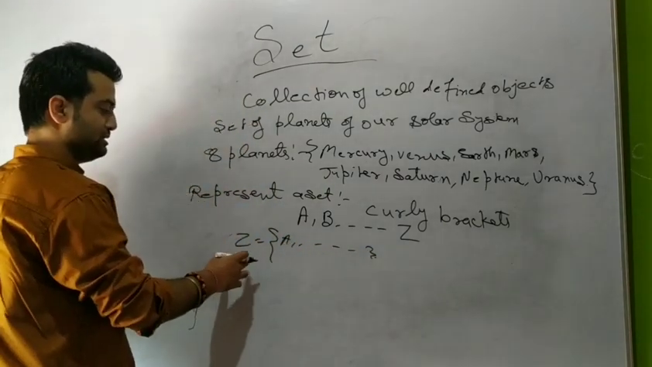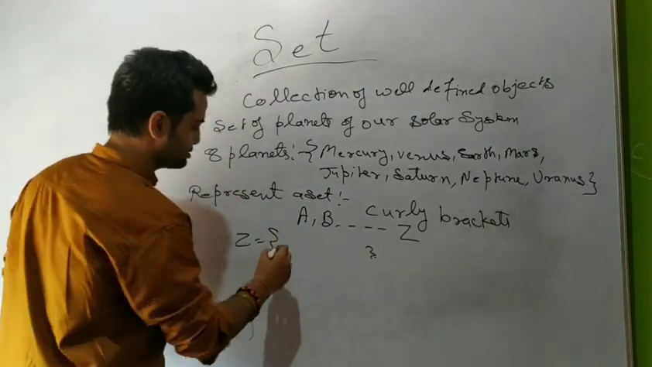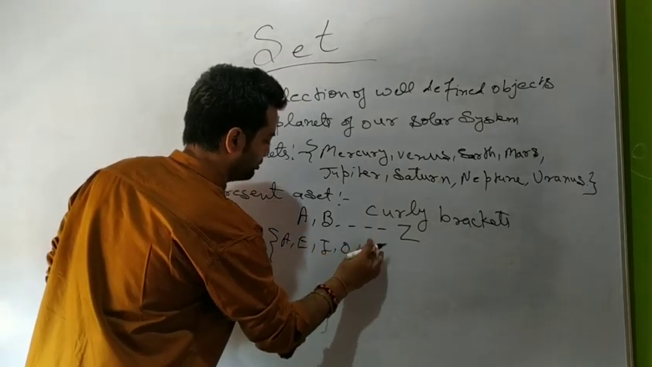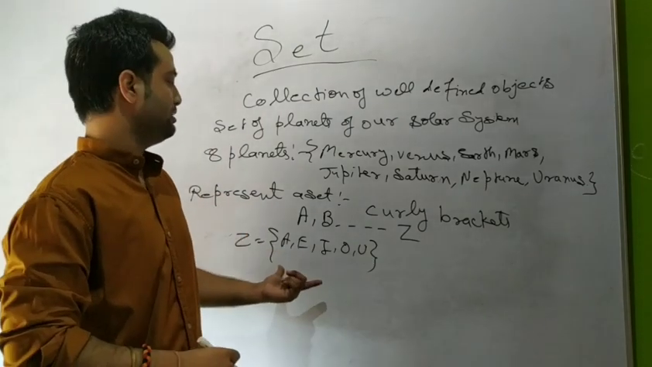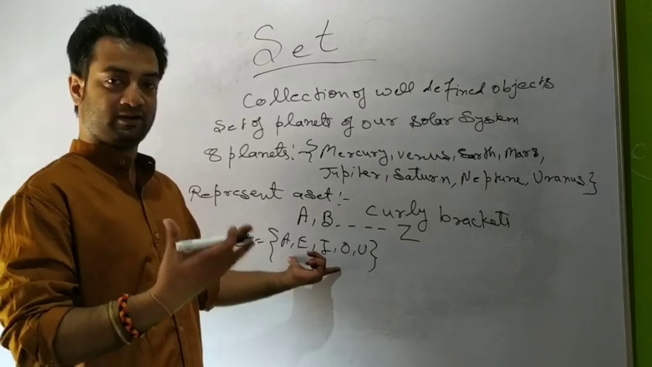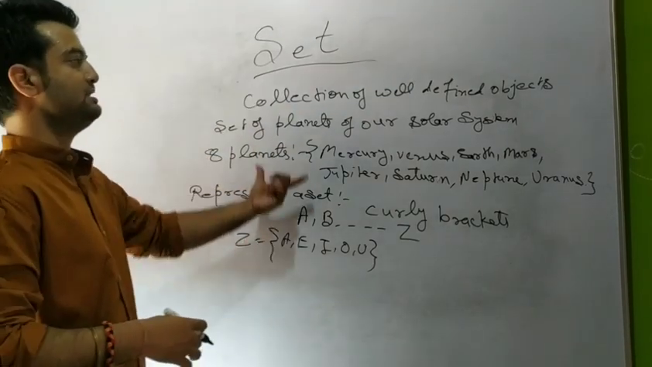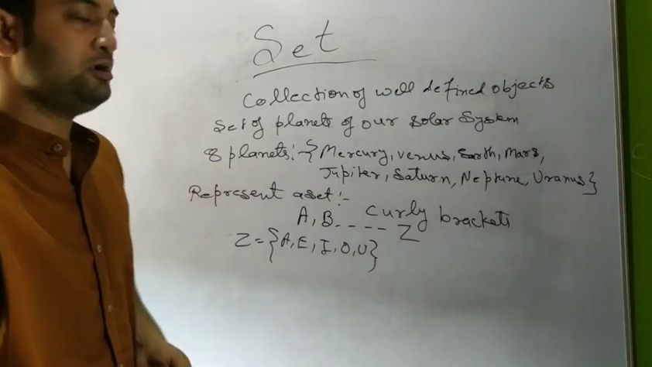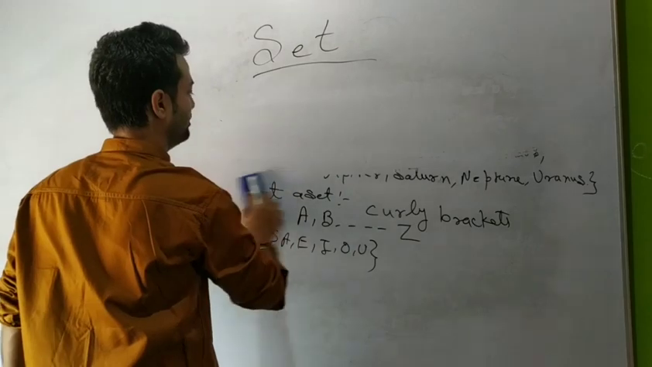If I am talking about the vowels of the English alphabet, these are A, E, I, O, U. This is again well defined because if you ask anyone what the vowels are, the vowels are clearly 5: A, E, I, O, U only. So these are called well defined objects, and when we collectively write well defined objects at a place, these are called sets. Hope you have understood what sets are.